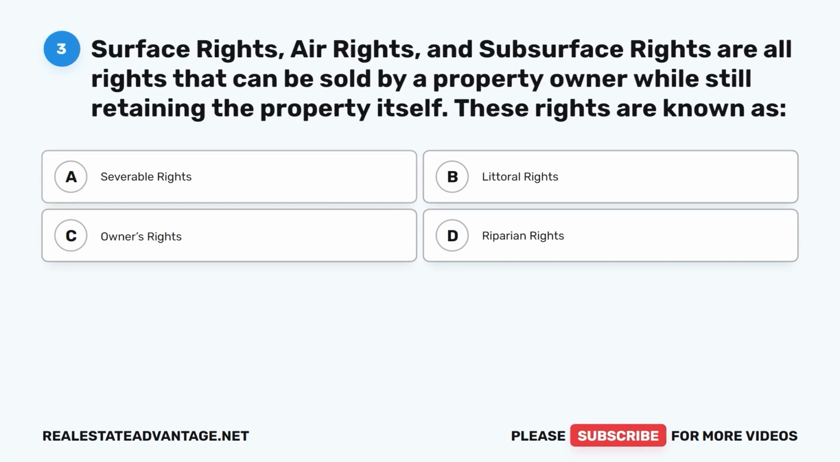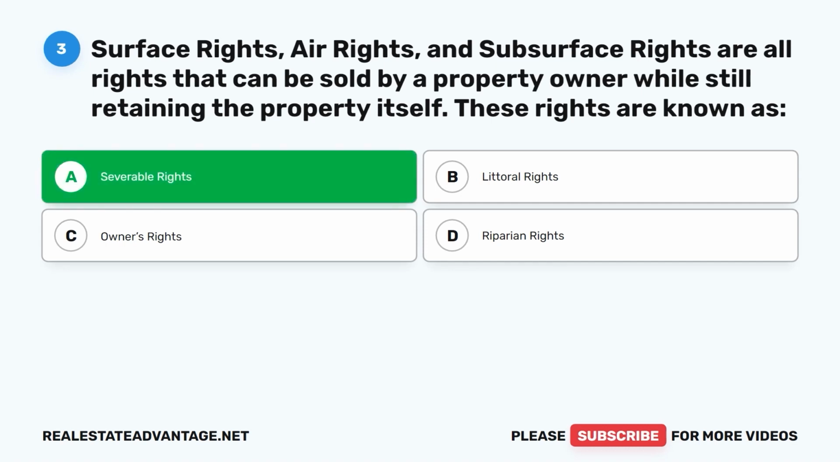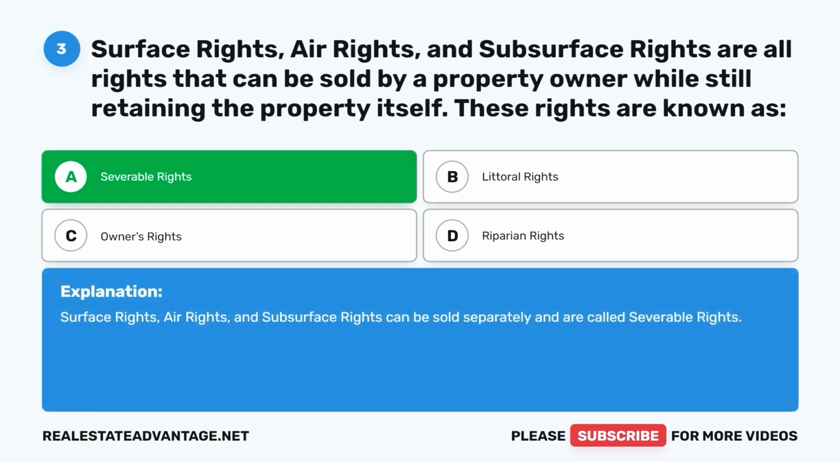Question 3. Surface rights, air rights, and subsurface rights are all rights that can be sold by a property owner while still retaining the property itself. These rights are known as A. Severable rights, B. Literal rights, C. Owner's rights, D. Riparian rights. The correct answer is A. Severable rights. Surface rights, air rights, and subsurface rights can be sold separately and are called severable rights.